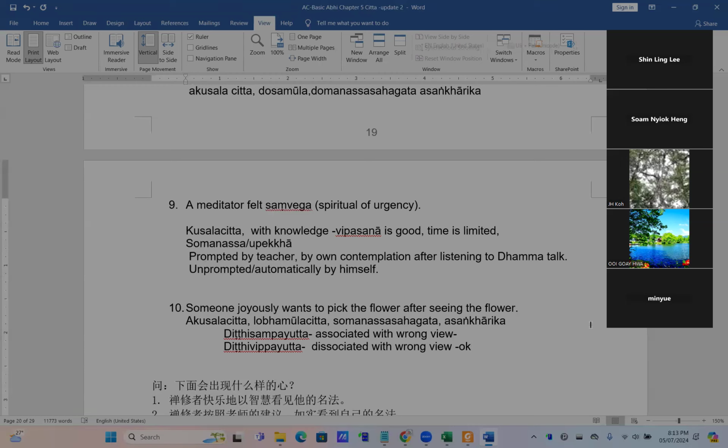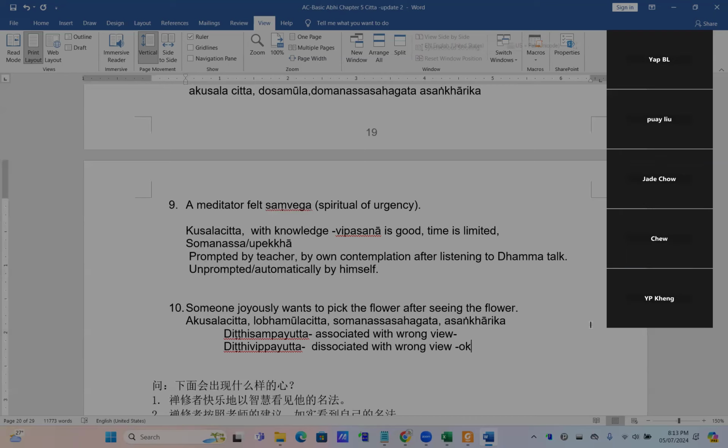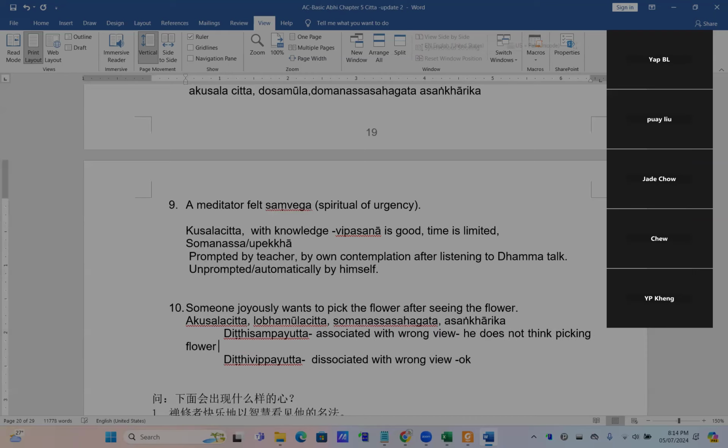Another perspective: maybe he thinks that it's okay to pick the flower, nobody will say anything. That's why he happily picks the flower, but it is wrong. Somebody will be unhappy. Just like you say, we pick the flower. So it's associated with wrong view, because he does not think picking is wrong. He thinks picking is okay. He thinks picking is not wrong.